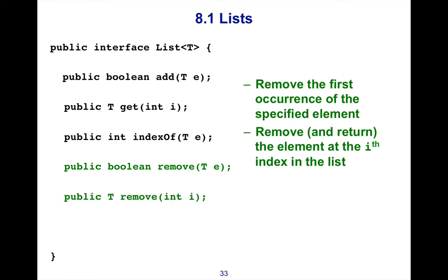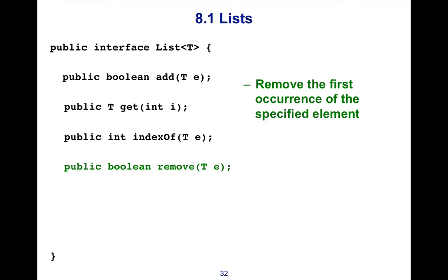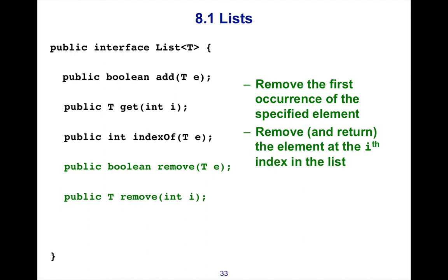Or maybe I decide the third thing in my list ought to go away no matter what it is. So there are two signatures for remove, one that accepts an element and one that accepts an index. In the case where it's an index, we can return the actual element removed from that index in case it's of use to the end user. So the return type of remove with index specified is actually type T.